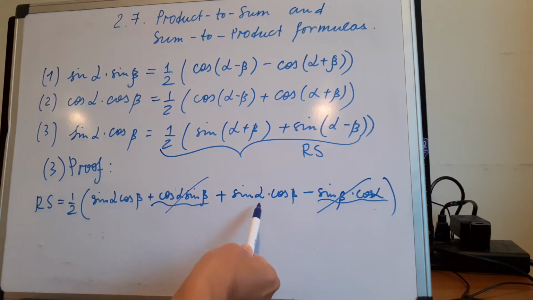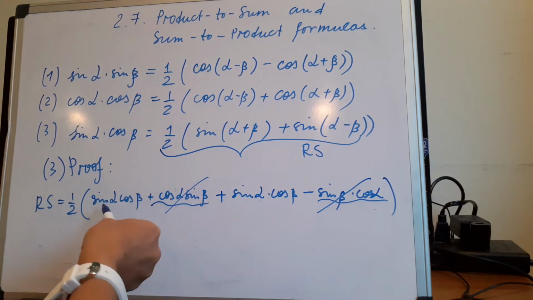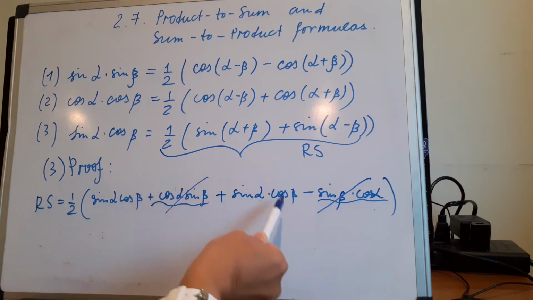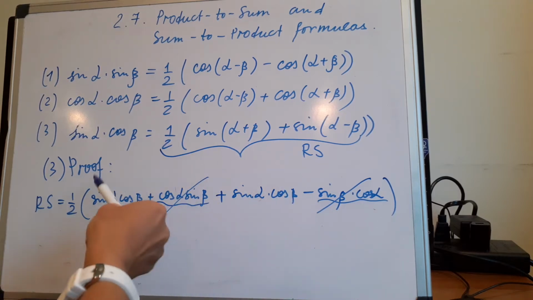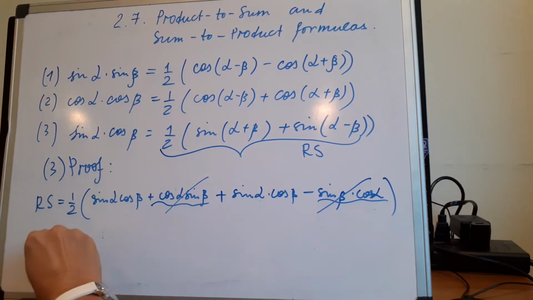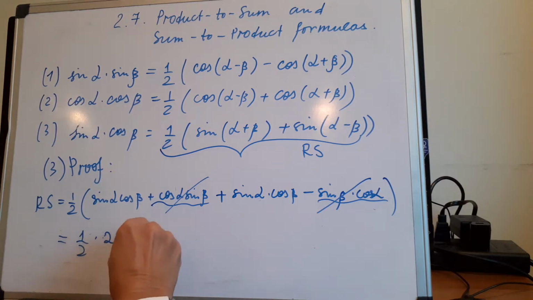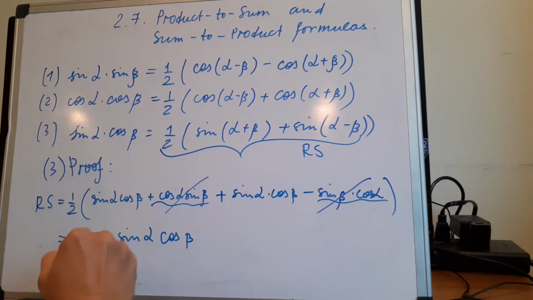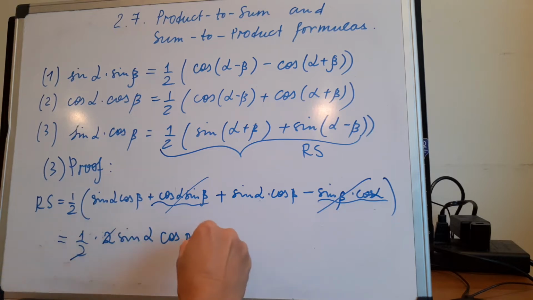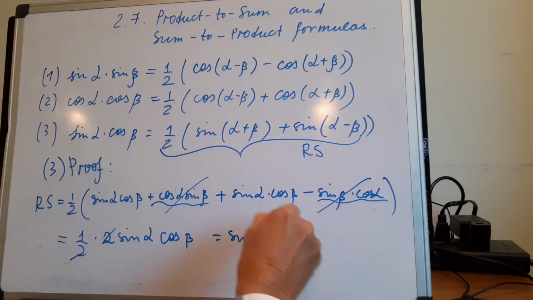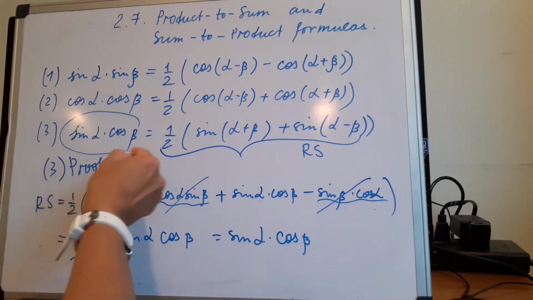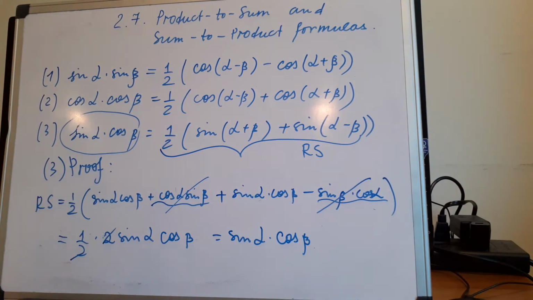These two terms, on the other hand, are identical. That's sine of alpha, cosine of beta. So I'm going to add them and get just two of them, right? So it's 1/2 times 2 sine of alpha, cosine of beta. Well, 2 and 1/2 are going to cancel, and I'm going to get sine of alpha by cosine of beta. As you see, that's exactly my left side, right? So that's the way all the formulas are proved.